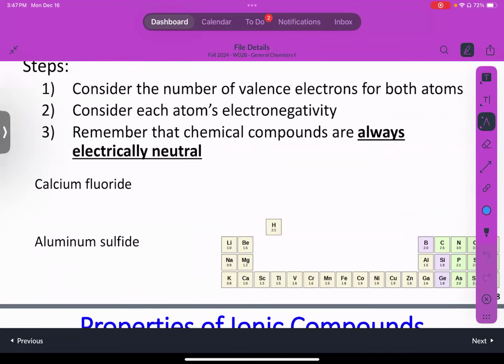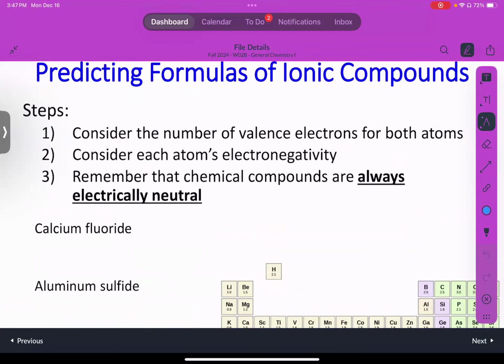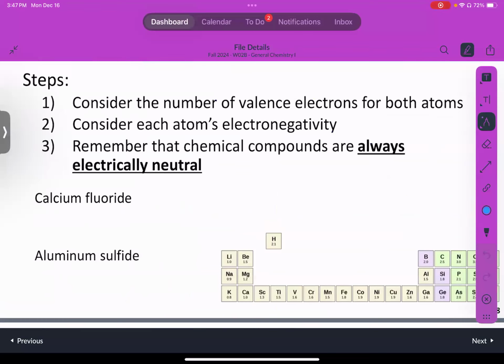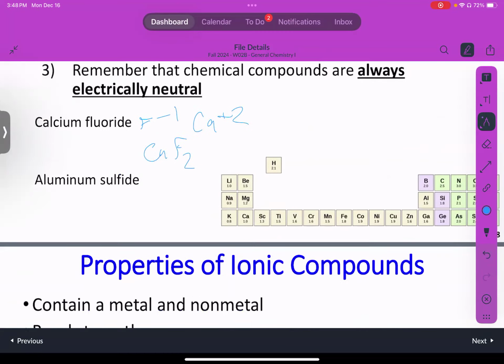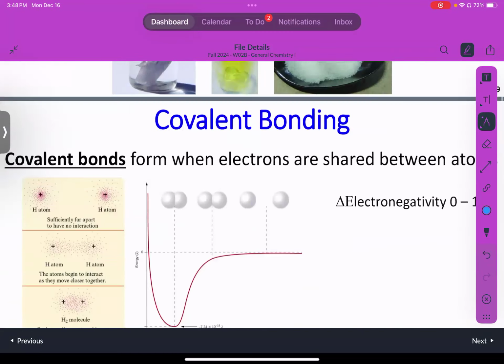If there's any questions you want me to go over, in the slides or just in general, let me know. But yeah, something like calcium fluoride, right? Fluorine has a -1 charge. Sorry, that does not look like a one. And then calcium has a +2, right? So then you crisscross applesauce and you get CaF2, right? So nice little trick there, right?